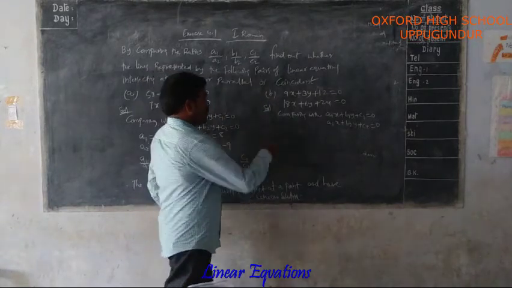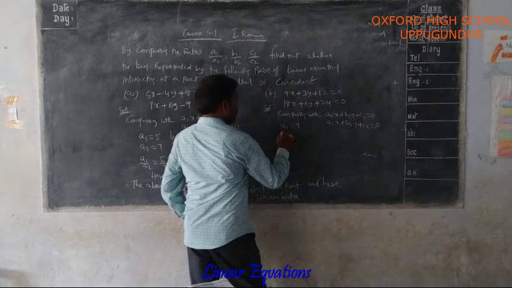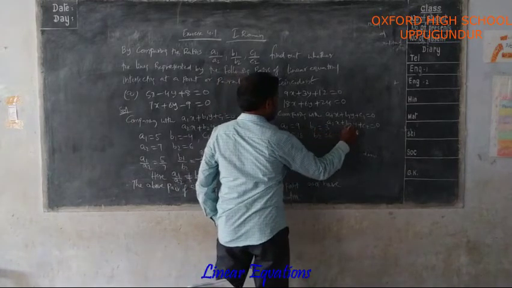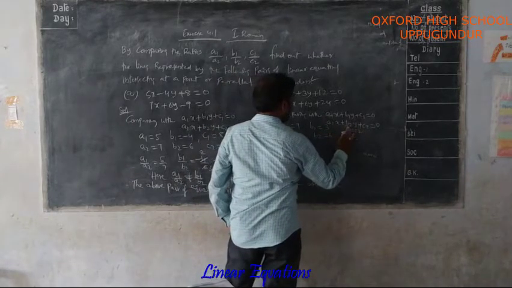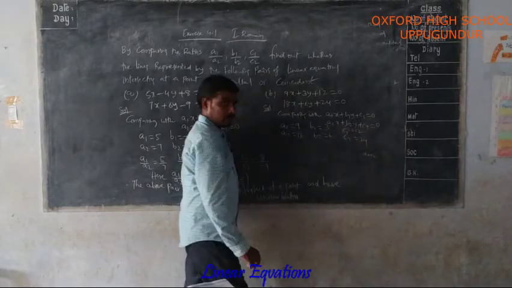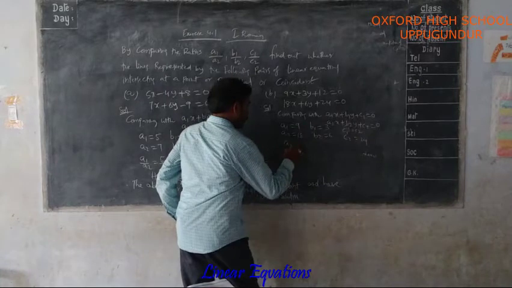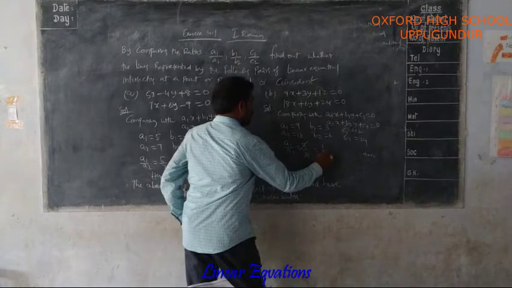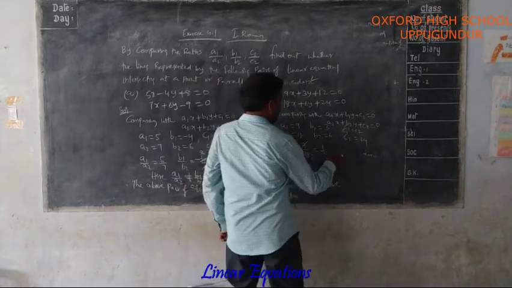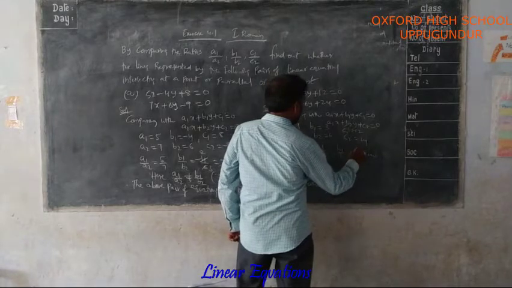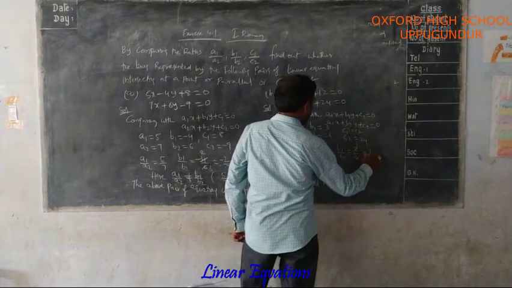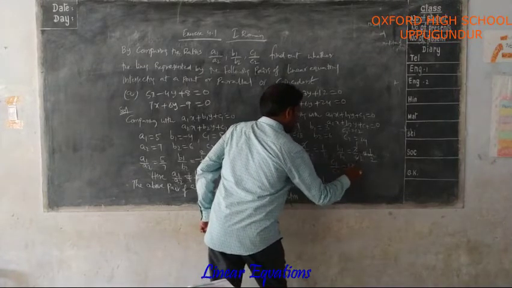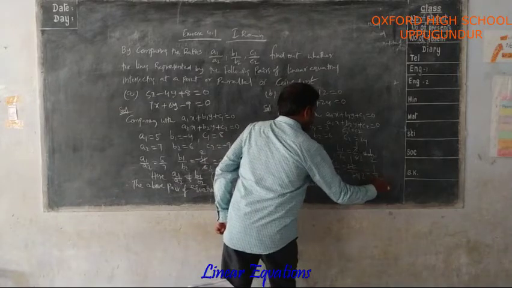So what are the values? a1 equal to 9, a2 equal to 18, b1 equal to 3, b2 equal to 6, c1 equal to 12, c2 equal to 24. Now a1 by a2 equals 9 by 18; 9 ones are 9, 9 twos are 18, so 1 by 2. Similarly b1 by b2 equals 3 by 6, which is 1 by 2. c1 by c2 equals 12 by 24, which is 1 by 2.